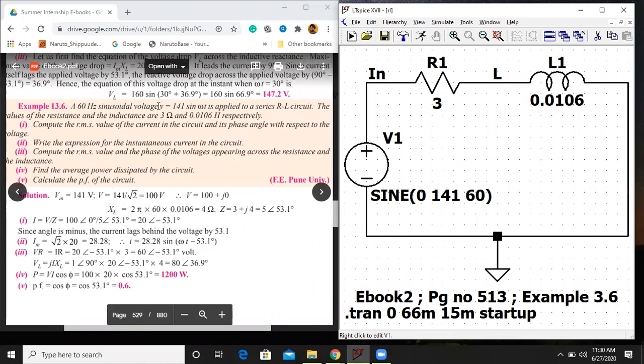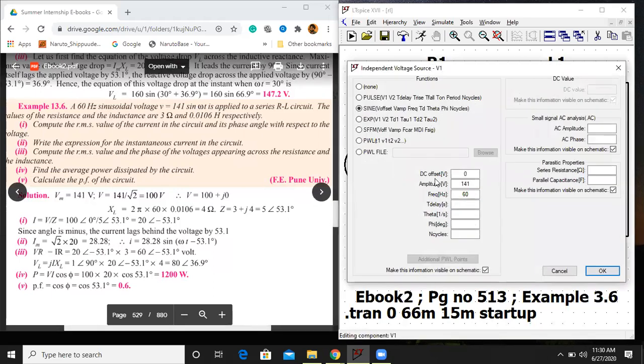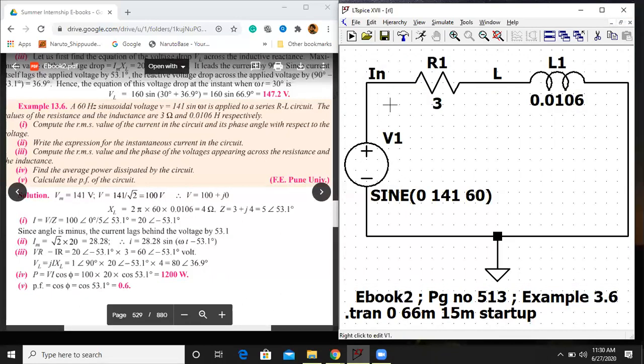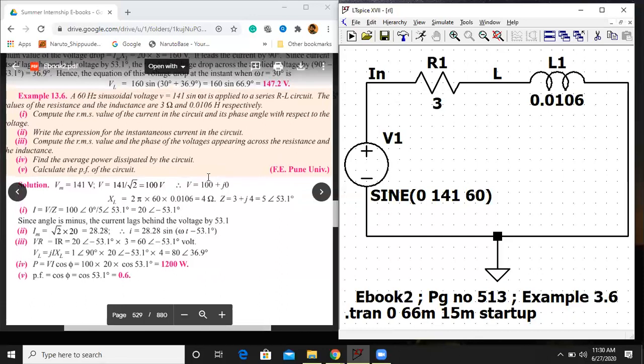This is a 60 hertz sinusoidal signal. 141 is the peak value, so here you have directly substituted. Again, I'll go to the sine. I'll write 0, 141, 60 hertz. This is the sinusoidal signal which I've applied, and R is around 3 and L is around 0.0106 Henry. Here I have to calculate the peak value of the voltage across the resistor, the peak value of the voltage across the inductor, then the current in this circuit. Those all things you have to calculate. I'll just show you the example in short.